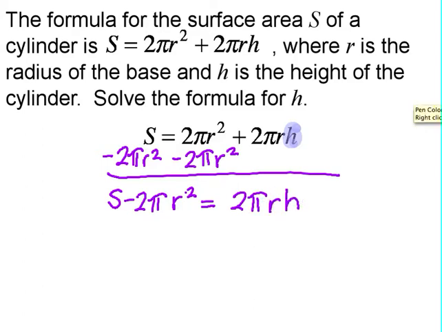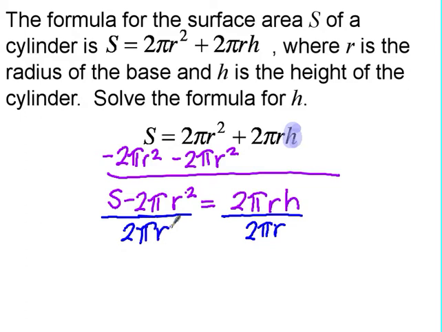Okay. What do you do now? Divide by 2 pi r. Yep. Because we want to solve it for h. So I'm going to divide both sides by 2 pi r. Now, some people think you can cancel the 2 pi r's. You can't. Okay, because you just have a single value S here. It doesn't have a 2, a pi, and an r, so you can't cancel anything out. So your answer is just S minus 2 pi r squared, all divided by 2 pi r. And that's going to equal h.